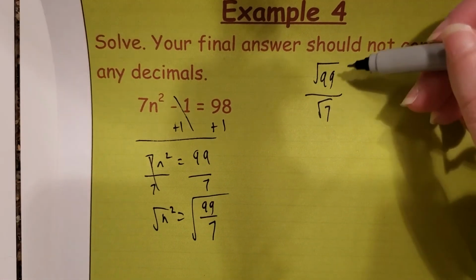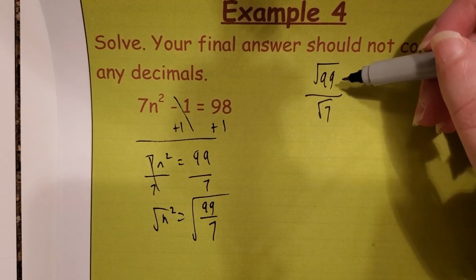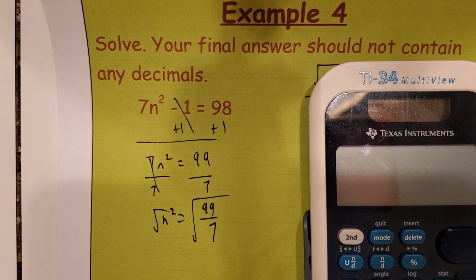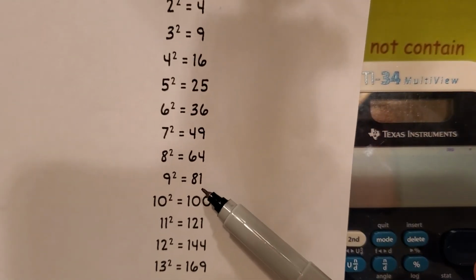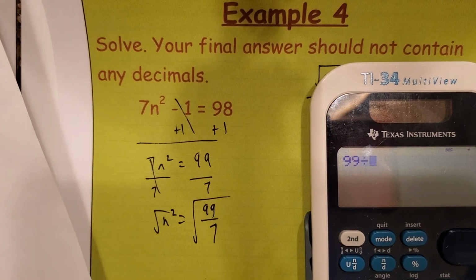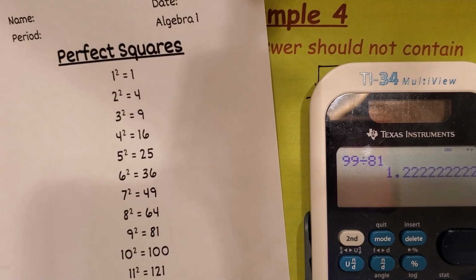So, can the square root of 99 simplify? Yeah, I'm pretty sure it can. I'm over 20 minutes at this point. 99, well, actually, let's just go through it. 99 is between 81 and 100. So we're going to start with 99 divided by 81. And what I was saying before was, I think I already know what 99 is divisible by.